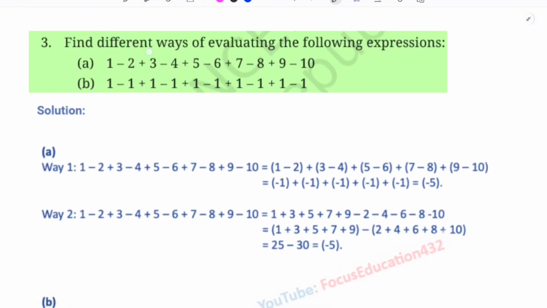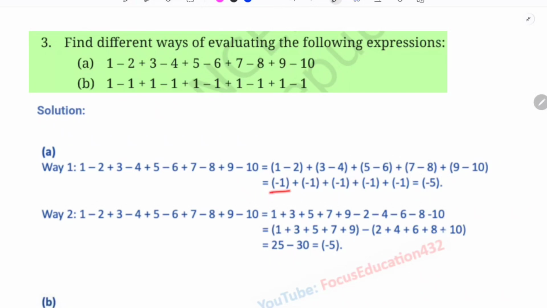Find the third question. Find the different ways of evaluating the following expression. So here A is 1 minus 2 plus 3 minus 4 plus 5 minus 6. If you carefully see here, 1 minus 2 we can do first, then 3 minus 4, then 5 minus 6, then 7 minus 8, then 9 minus 10. So in way 1, method 1, we can do 1 minus 2, 3 minus 4 like this.